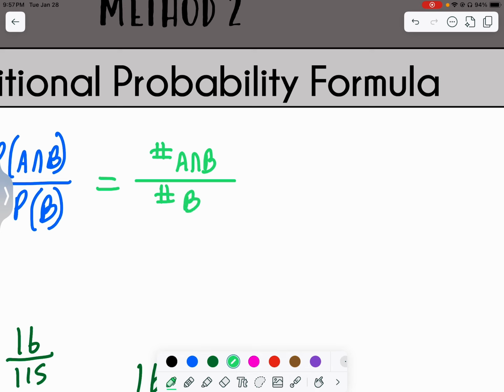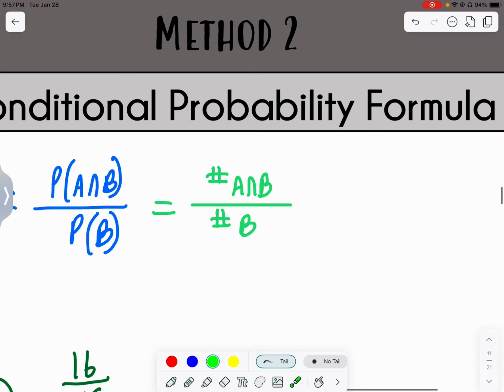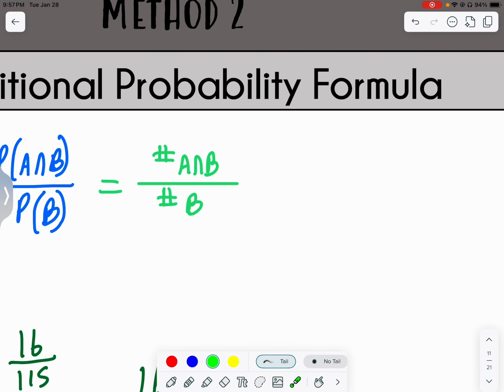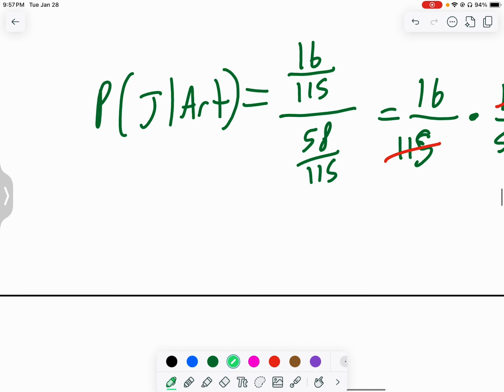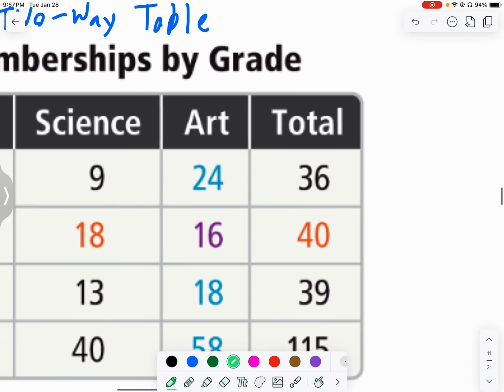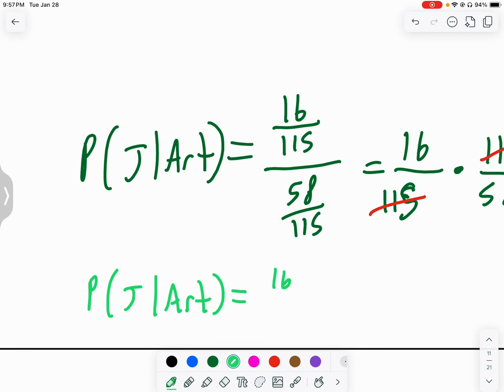For our purposes, this will be really useful because we don't have to multiply and cancel out the denominator of those fractions. And let's take a look at how this works. If I were to think the probability of art junior given art, well, I just want to think, how many people are juniors and in art? If I look over here, there are 16. It's in the purple. So I know that there are 16.